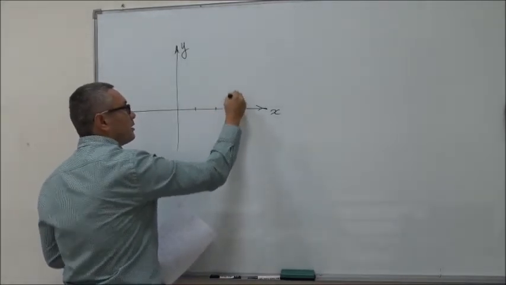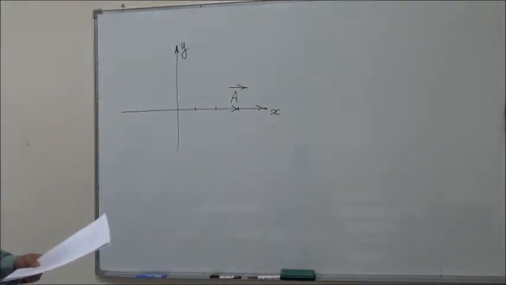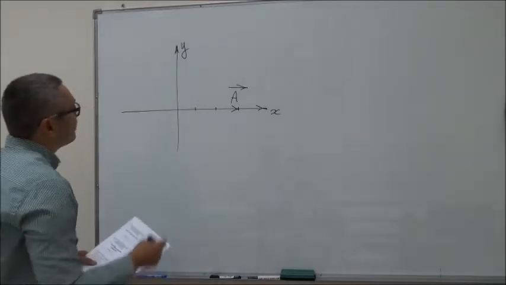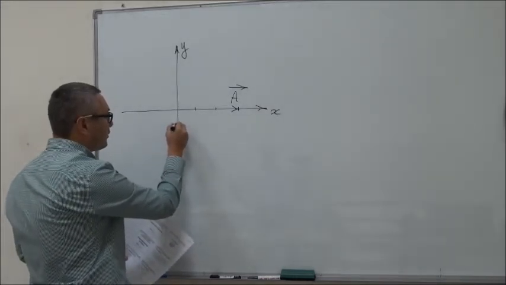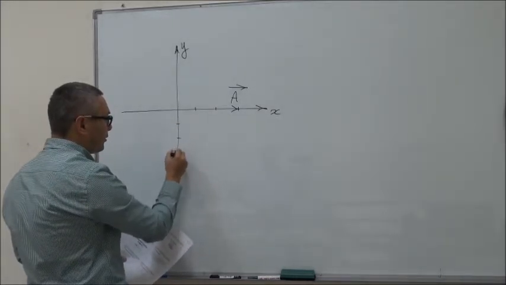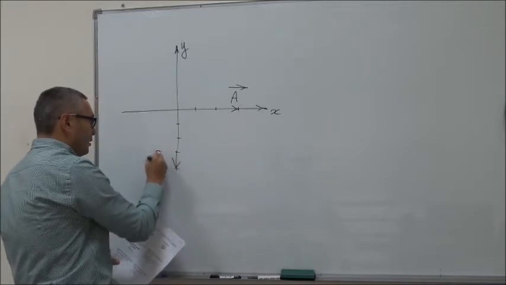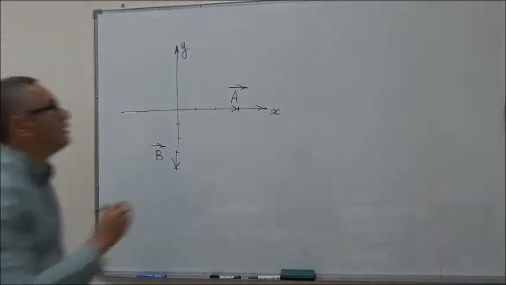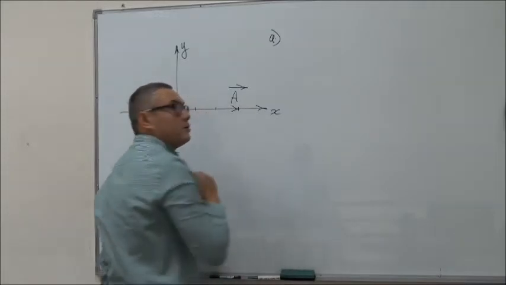So this is my A vector. And then the B vector is pointing in the negative y direction, and has 4 units. So 1, 2, 3, and 4. So this is my B vector. In part A, we need to find out the sum of the two vectors.